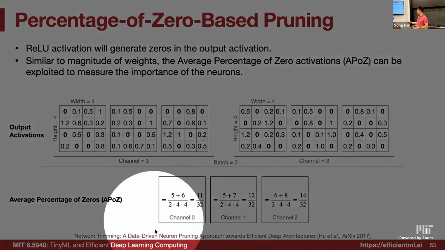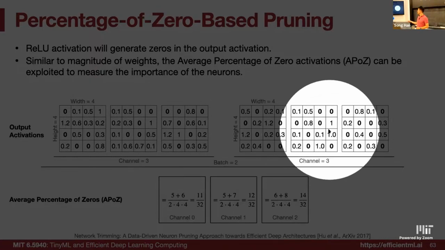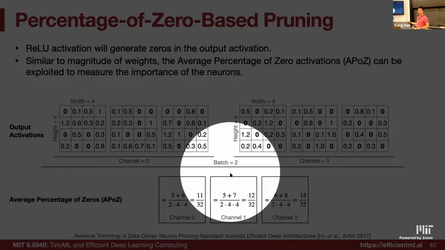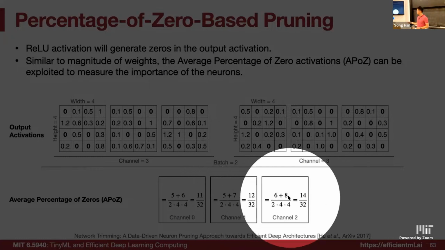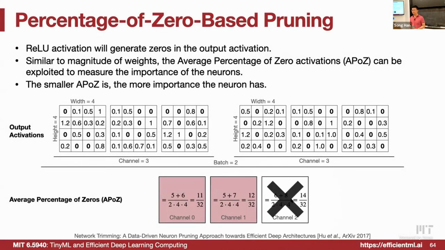Okay, and similarly, we can calculate that for channel 2. We have 5 zeros here, 7 zeros here. So the average percentage of zeros is 12 divided by 32. And similarly, we can calculate for channel 2. And we compare them, and we are going to remove the channel with the largest average percentage of zeros, since they are supposed to be redundant.